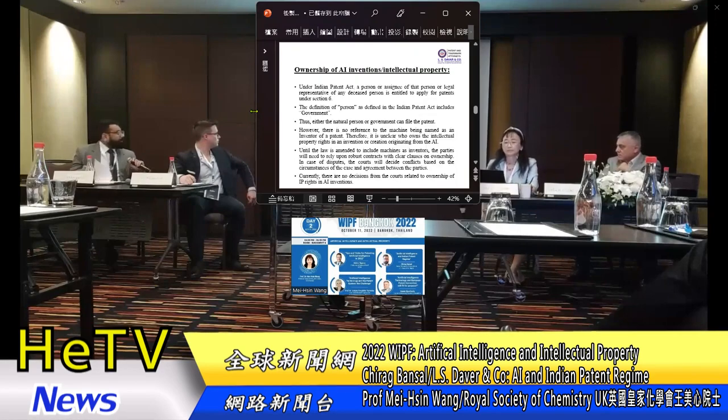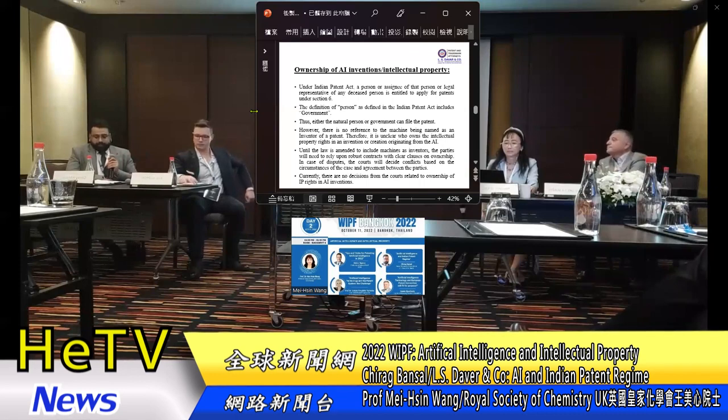Speaking on the ownership of AI inventions, under Section 6 of the Indian Patents Act, a person, an assignee, or the legal representative of a deceased person can apply for a patent. The definition of person also includes government. Thus, a natural person or the government can apply for a patent in India. As of now, the Indian Patents Act has no reference to a machine being named as an inventor.